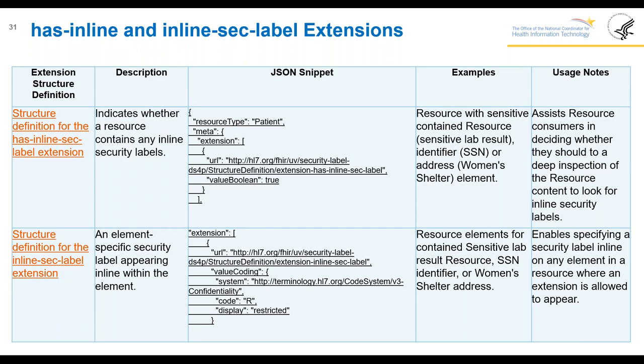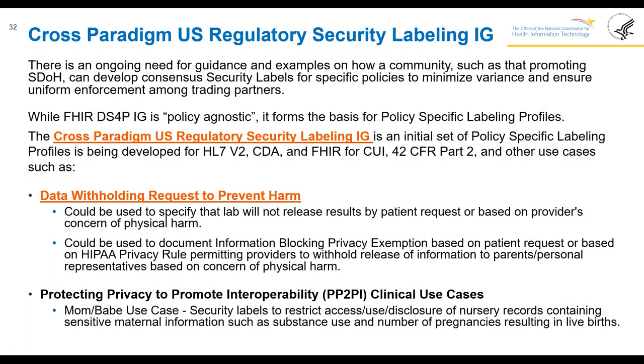Okay, so it sounds like it's time to go to USCDI. So we want to skip down a couple of slides. I think we're almost done with this anyway. Just a quick note that we're doing a cross-paradigm IG, which will give examples on how to do it for different policies, so people have an idea mostly on how to construct a security label for a policy so that they can reach consensus on how to do that.